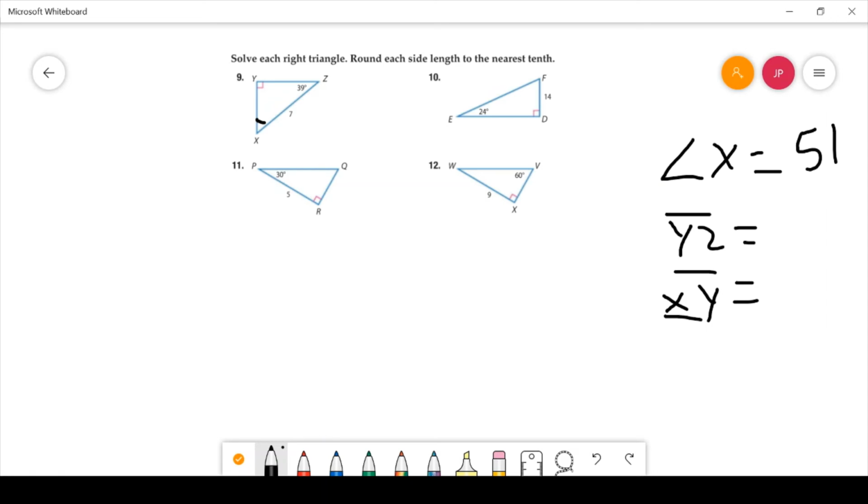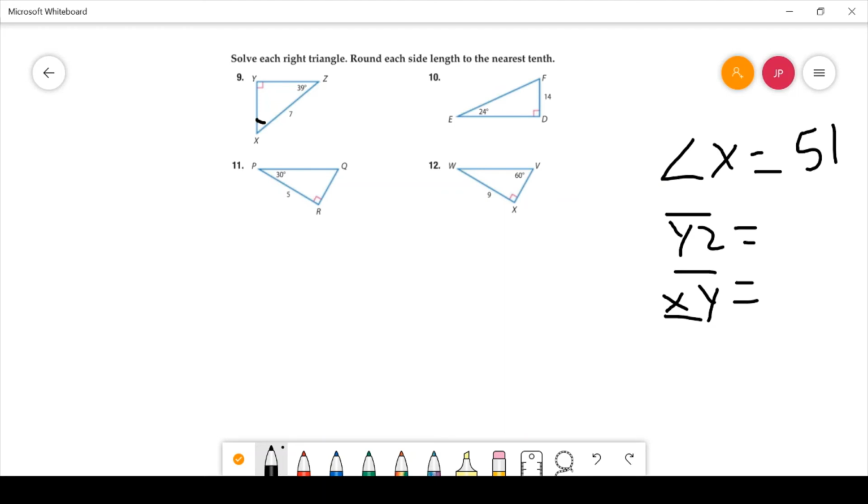So out of the SOHCAHTOA, you've got sine that has opposite over hypotenuse, cosine has adjacent over hypotenuse, and tangent has opposite over adjacent. So this is the hypotenuse, 7. So I'm going to use just sine since that's right there. So sine of 39 equals x over 7. We've got to solve for that.